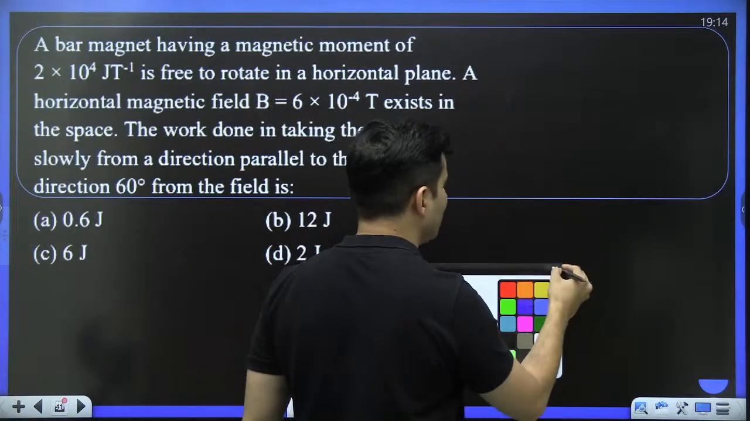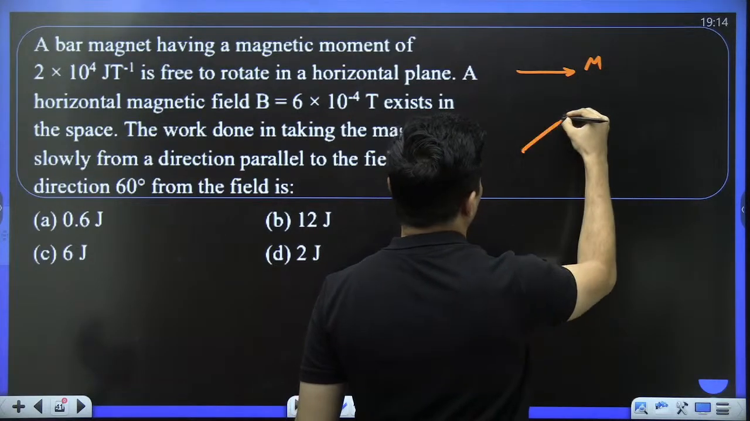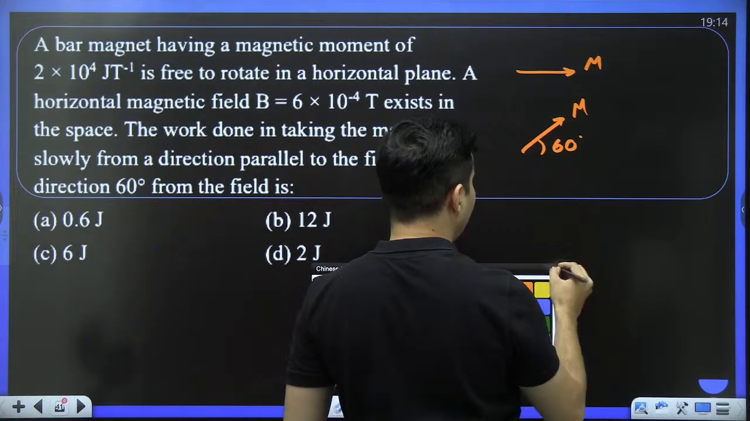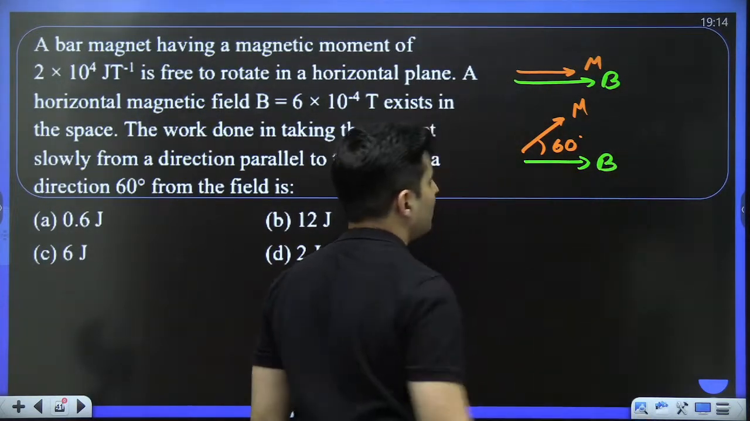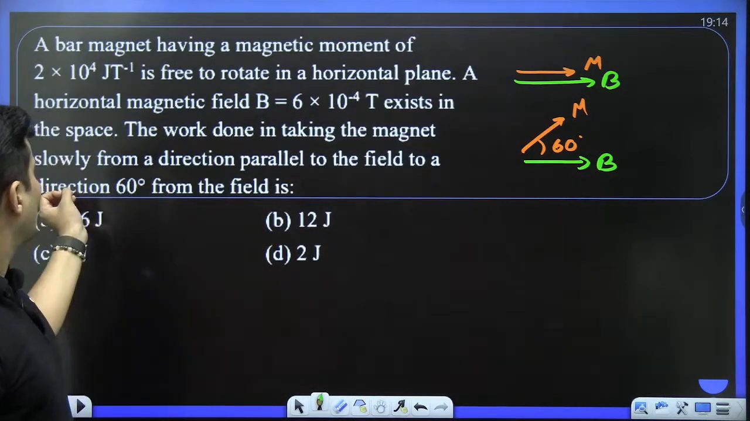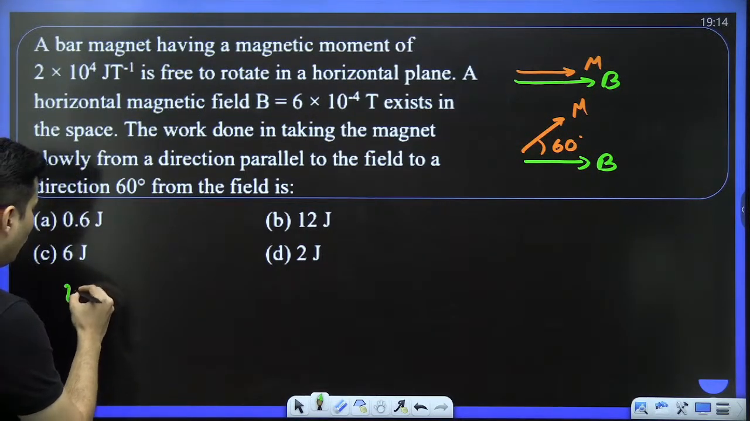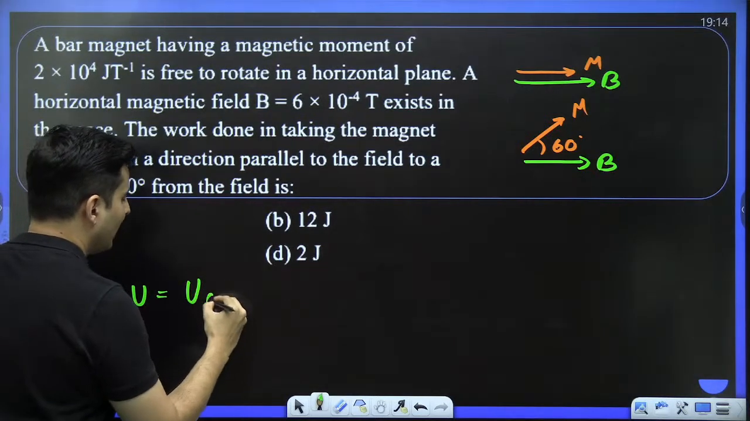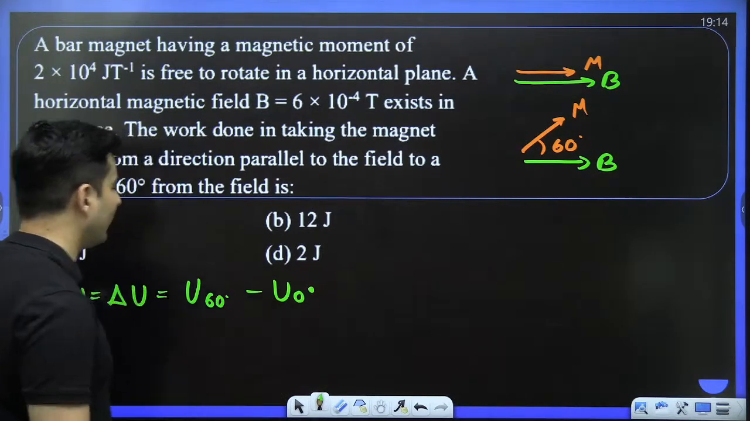I'll show you both the situations so you'll get an idea. First it was parallel, then you have taken it to 60 degrees like this. Your field was in the same direction, just that magnetic moment has been changed direction wise. So question is, how much work is done? Well, the logic is simple. The work done is the change in the potential energy. That means potential when it was at 60 degrees minus potential when it was at 0 degree.